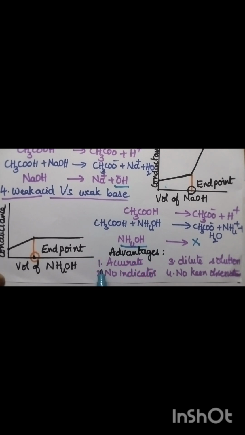Conductometric titrations provide accurate results and are best suitable for dilute solutions, and there is no need for an indicator, hence no keen observation is required. And this conductometric titration is best suitable for weak acid against weak base, since there is no suitable indicator to identify color change in volumetric titrations.